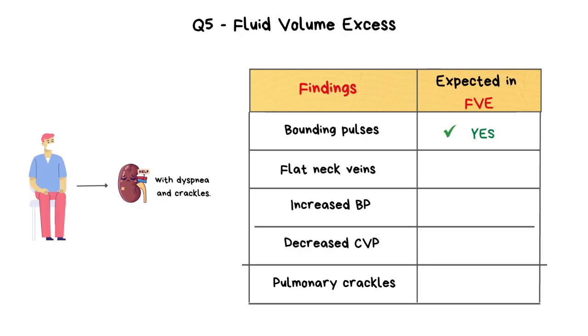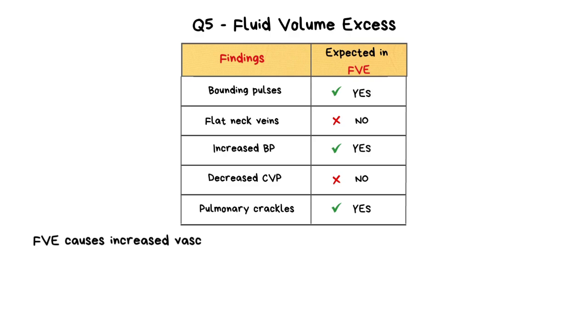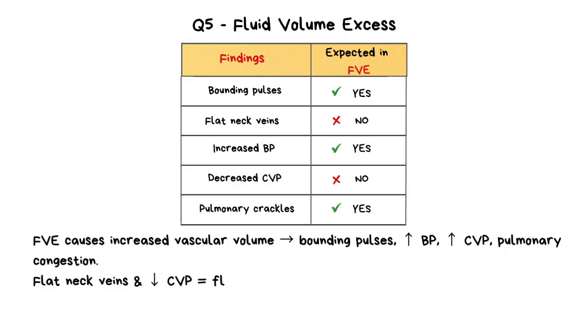Bounding pulses, expected in fluid volume excess. Flat neck veins, not expected. Increased blood pressure, expected. Decreased central venous pressure, not expected. Pulmonary crackles, expected. Rationale: fluid volume excess increases vascular volume, which leads to bounding pulses, higher blood pressure, higher CVP, and pulmonary congestion. Flat neck veins and low CVP are signs of fluid deficit, not overload.